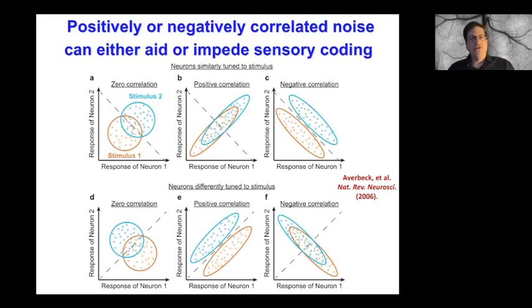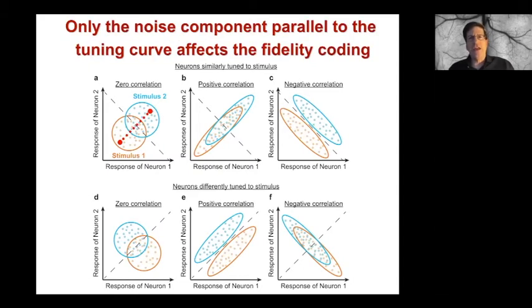We can imagine further that the two neurons would either have positive noise correlations, negative noise correlations, or zero correlations, and moreover that the two cells could either have a similar response to the two stimuli, they might be similarly tuned, or they might be differently tuned. What we find by looking at these different possibilities is that it's only the noise component that is parallel to the tuning curve or orthogonal to the decision boundary that affects the fidelity of coding.